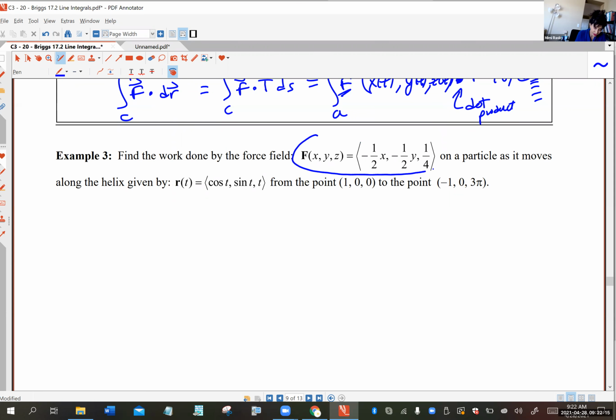So they're giving you the force field. Interesting. And you could graph that if you wanted to see what it looked like. And we're finding the work done on some little particle as it moves along a helix. And good news, they gave you the vector valued function. Lovely. They did the parameterization for us. Thank you. I love that.